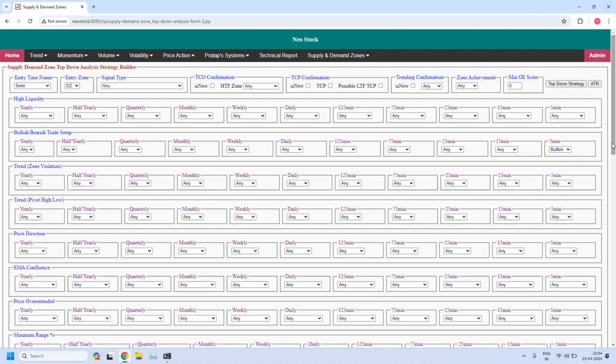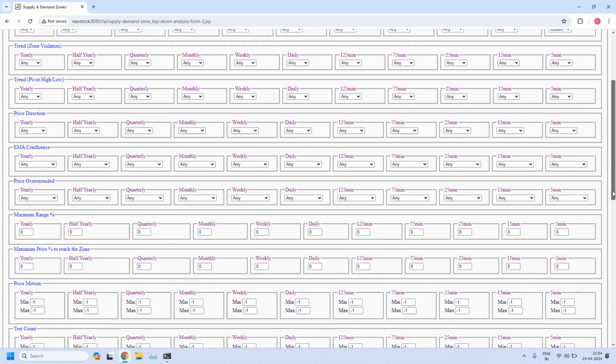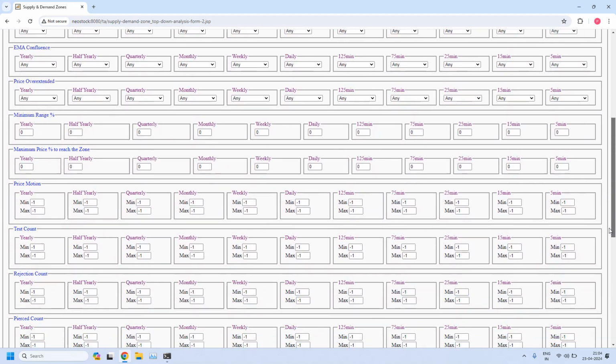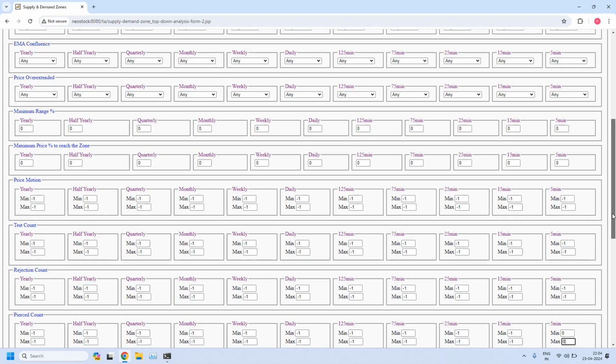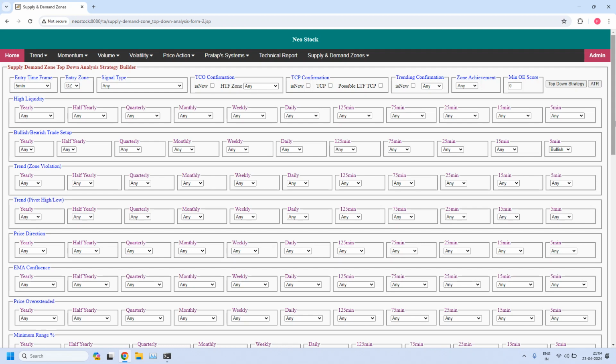And the 3 filters I am going to set: the first one, pierced count. This time we are setting it in 5 minutes time frame. Minimum value I am setting 0, maximum value I am setting 0. That indicates pierced count is 0. Pierced count 0 means zone is not pierced. And our zone achievement should be VOZ, violated opposing zone, and minimum odd enhancer score should be 12. Now let me generate the report.